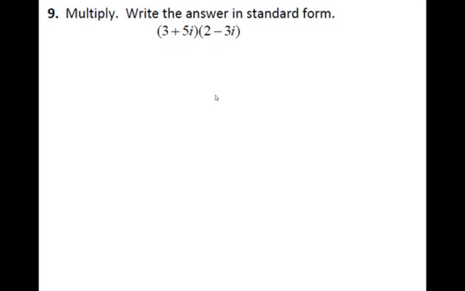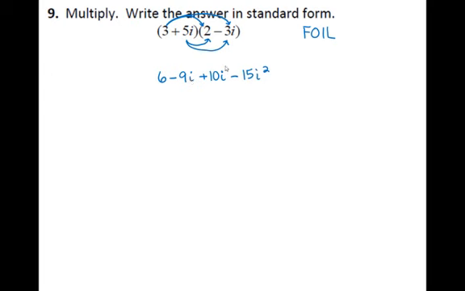Number 9. Now we're multiplying complex numbers. We're going to write our answer in standard form. When we multiply, we distribute or use FOIL, repeated multiplication. So I'm going to multiply the first terms. 3 times 2 is 6. The outer terms, that's negative 9i. The inner terms, multiply 5i times 2 is positive 10i. And the last terms, that's going to be negative 15i squared.